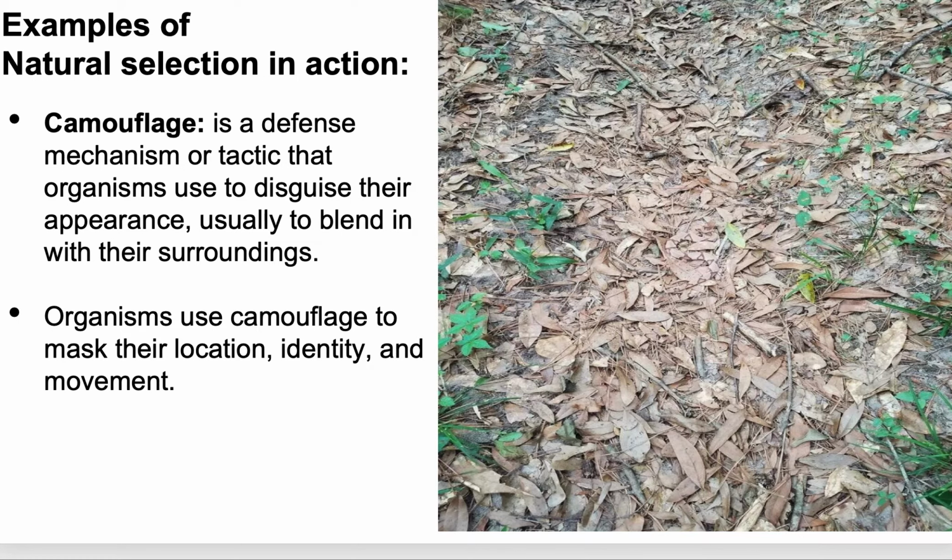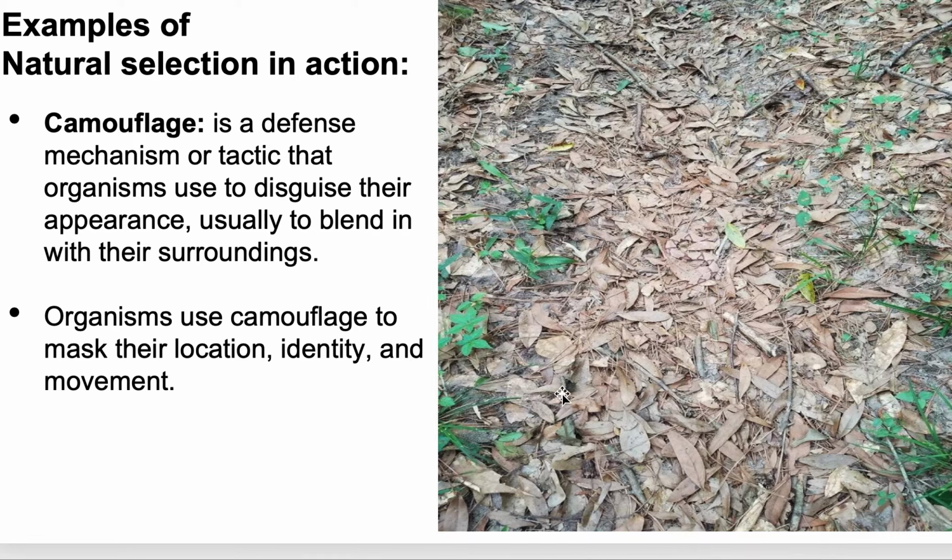All right, so let's talk about some examples of natural selection in action. There's a few of them we're going to focus on here. The first being camouflage. It's a defense mechanism or tactic that organisms use to disguise their appearance, and they usually blend in with their surroundings. And they'll use camouflage to either mask their location, their identity, or even their movement.